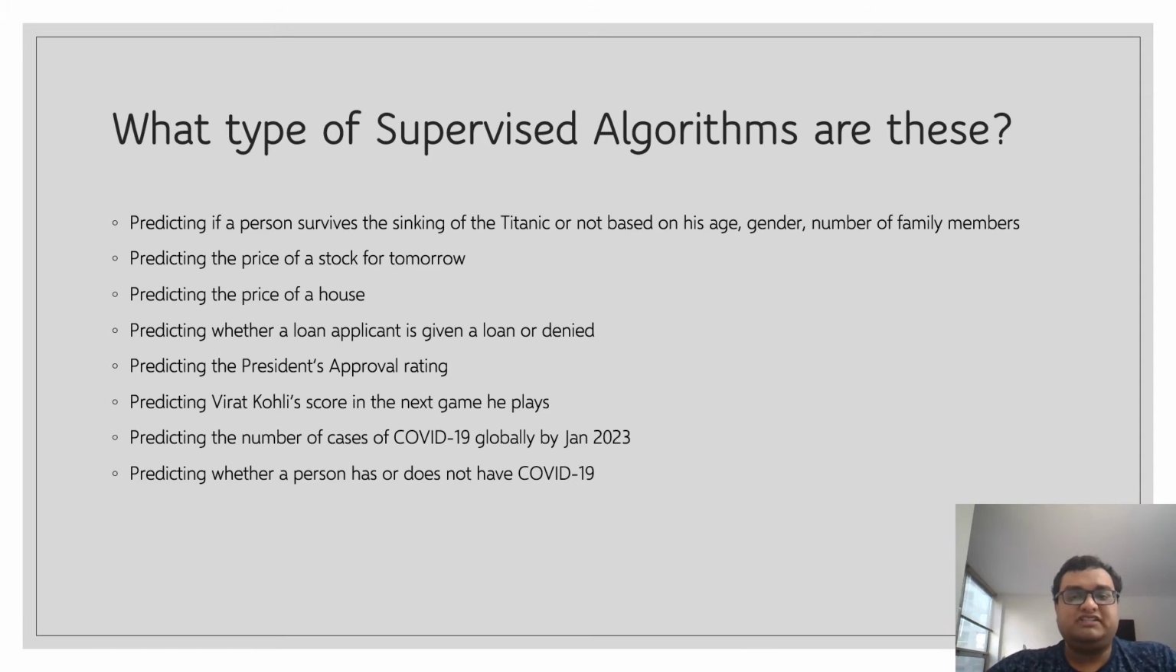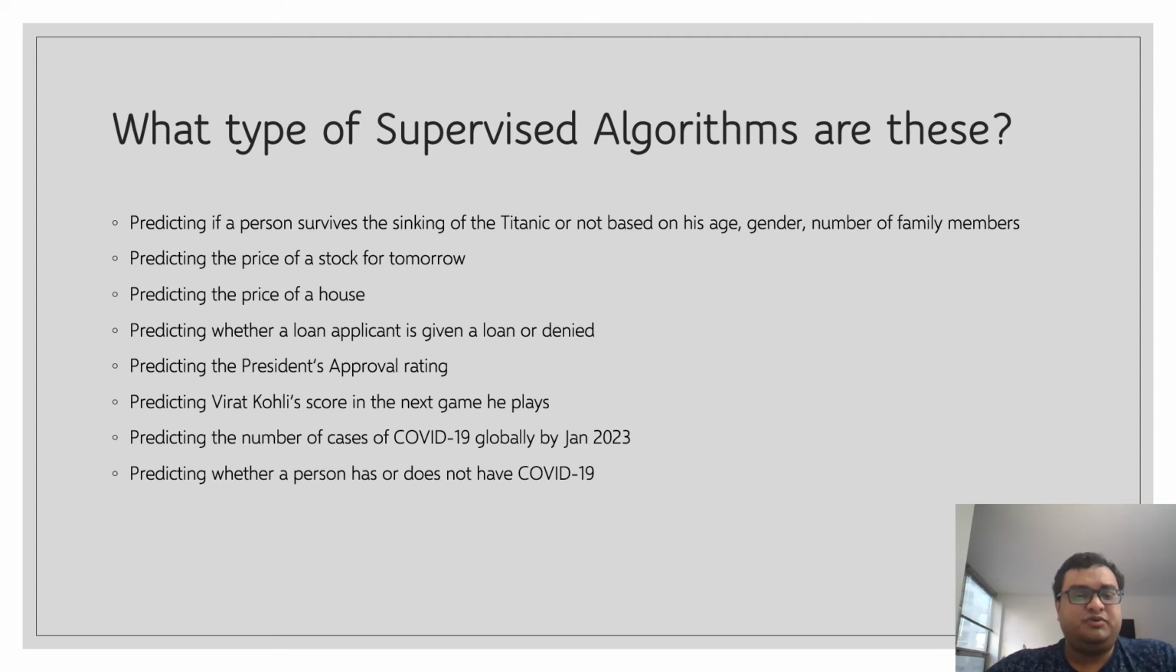What type of supervised learning algorithms are these? So this is a quiz just for you to understand, just to get an idea of whether you understood whatever I've said until now or not. So what type of supervised algorithms are these? Predicting if a person survives the sinking of the Titanic or not based on his age, gender, number of family members. So now this one is actually a classification model.